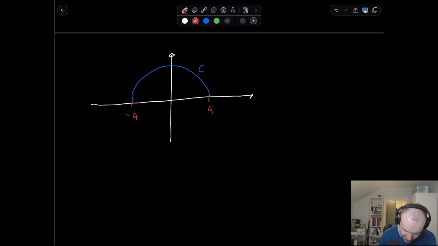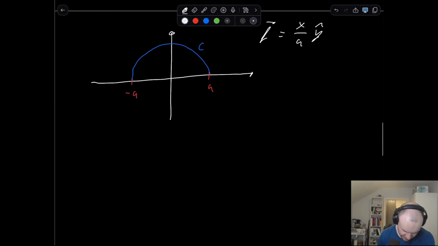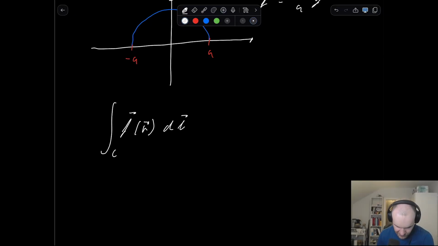And the field we have is of course x divided by a in the y hat direction. Okay, so now we want to calculate this guy, and we have our formula. We have the field, right? And it's in terms of r, so I can just write r there. And then dl, which is a vector, over the curve C.